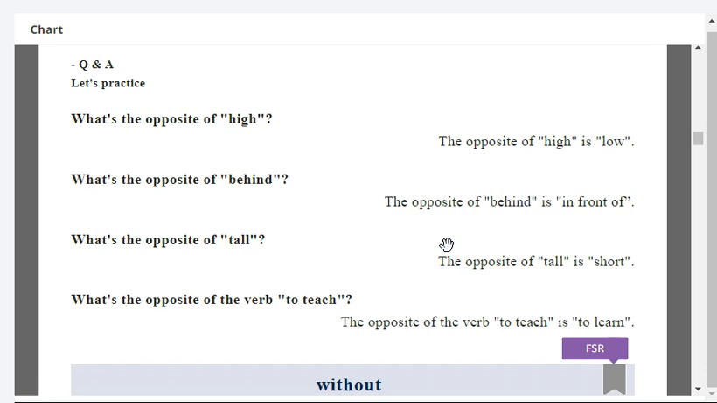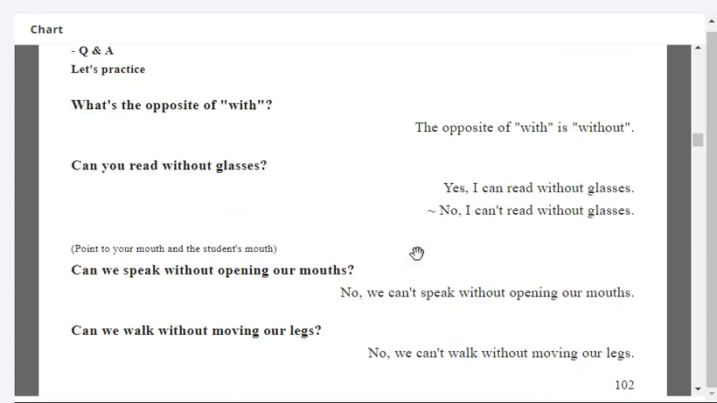What's the opposite of the verb to teach? The opposite of the verb to teach is to learn. Very good. What's the opposite of with? The opposite of with is without.